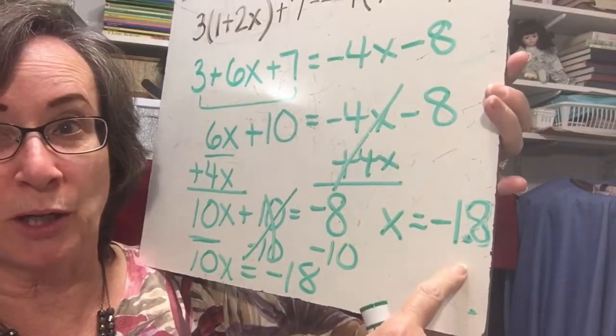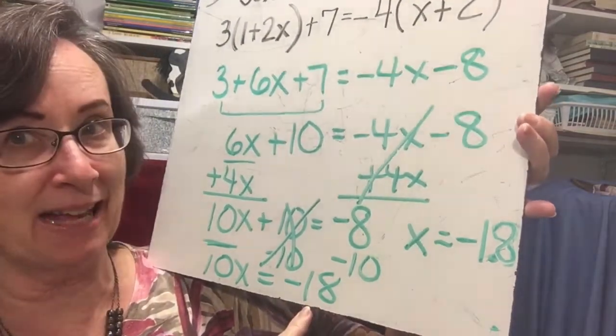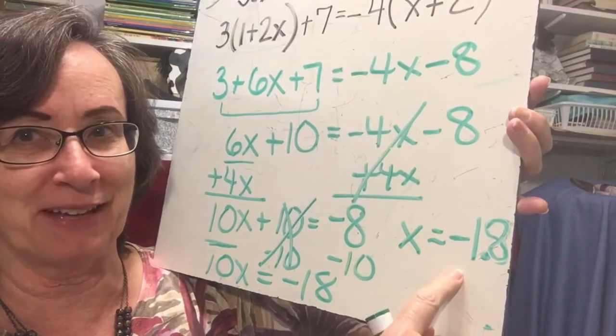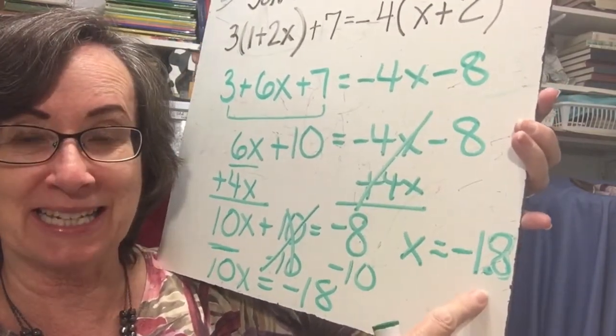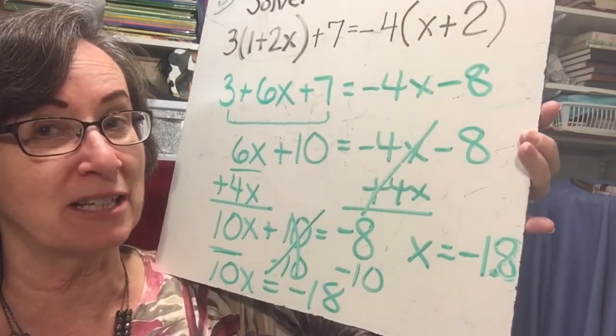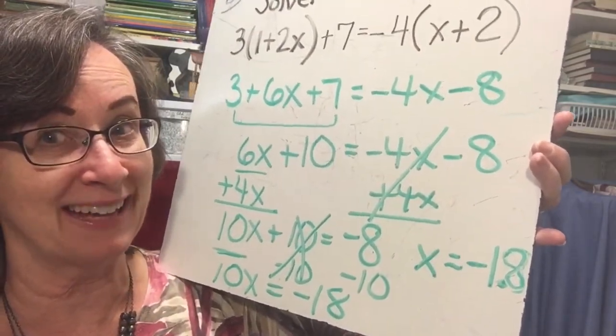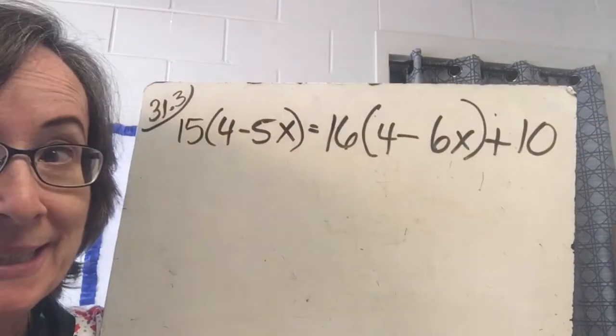So here we come with the next one. Now, your book calls this negative 9/5, and negative 18/10 is negative 9/5. So they, in your book, put it as a fraction, and I put it as a decimal. But from the original problem, you don't know how they want you to leave it. So either one would have been okay. All right, so this is lesson 31, example 3.